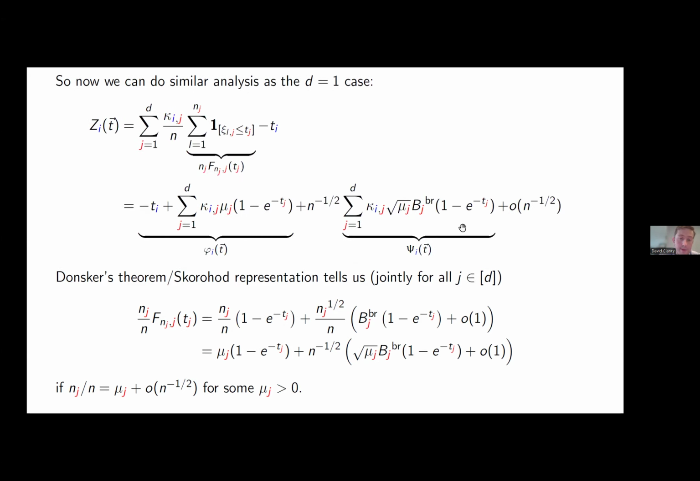Right. So putting things together, we can essentially have a similar decomposition to the type 1 case. For each coordinate i, we can write z_i of t is some deterministic function phi_i of t plus 1 over square root of n times a Gaussian process, now indexed by an R^d valued time parameter, plus something that is negligible, of order little o of 1 over square root of n.